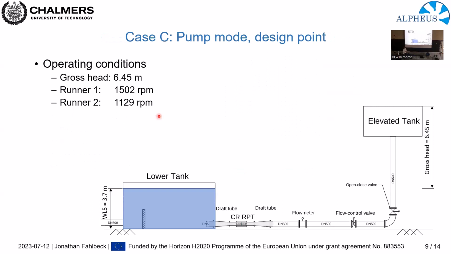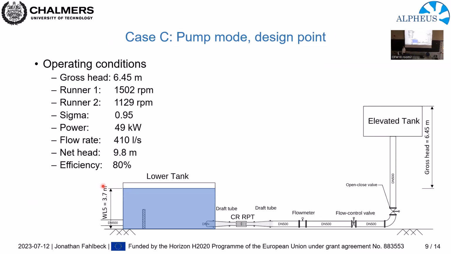Moving on to the more severe cases, which is pump mode. We start with the design point, and I should point out that in pump mode, we will always use the highest height elevation in the lower tank, but instead we will change the rotational speed of the runners. Looking at these computed values again, I will start by pointing out the sigma value, which is below 1 in this case. And then we also see that we have a much higher power, flow rate, and net head in pump mode compared to turbine mode, but we also see a quite large decrease in efficiency, which I will talk more about in the coming slides as well.